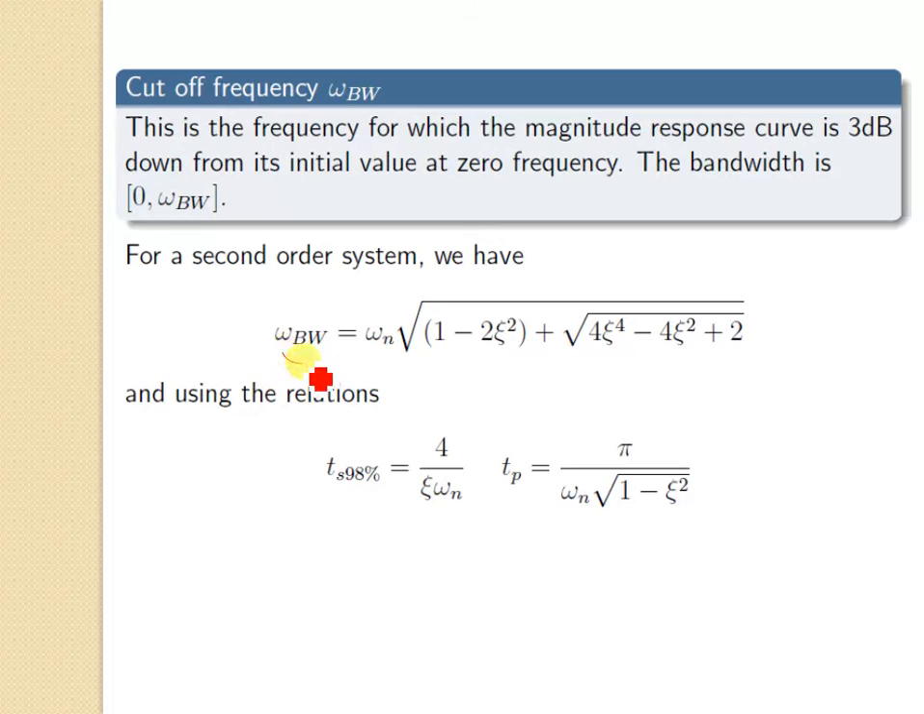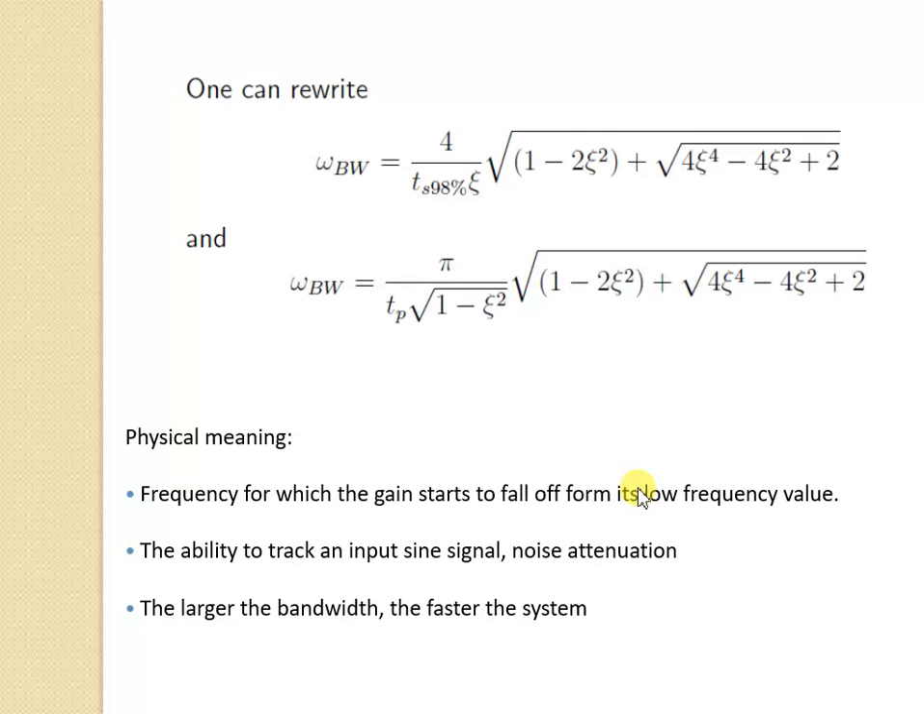Omega bandwidth becomes omega n times the root of this expression, the settling time will be 4 over sigma omega n, and the peak time will be pi over omega d. For the calculation of the omega bandwidth, I will not ask you to memorize this. I will give you the formula. I will ask you to calculate the omega bandwidth, and for the settling time and the peak time, you can easily find the answer.